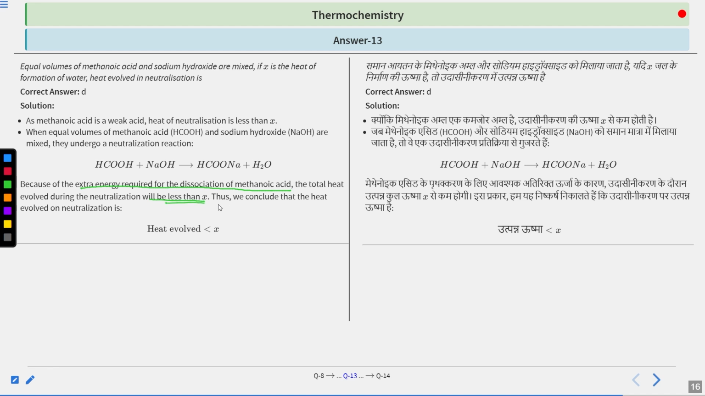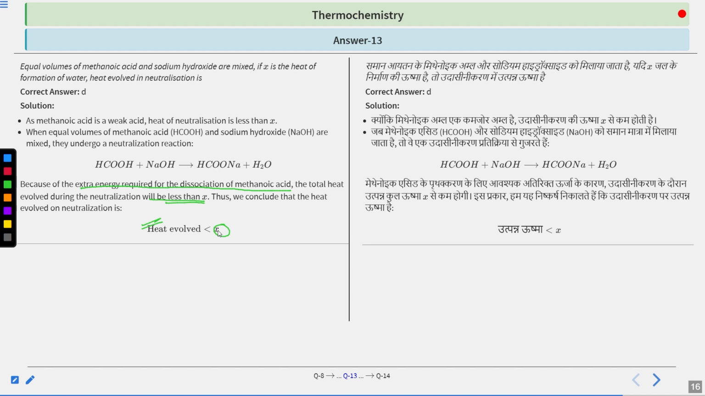So due to that reason, we can conclude that the heat evolved will be less than the x value. Is it clear to all of you? So again I am repeating: the amount of heat that is released in this equation should ideally be the amount of heat that is released upon formation of water.